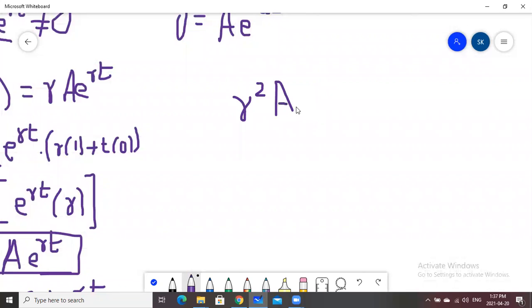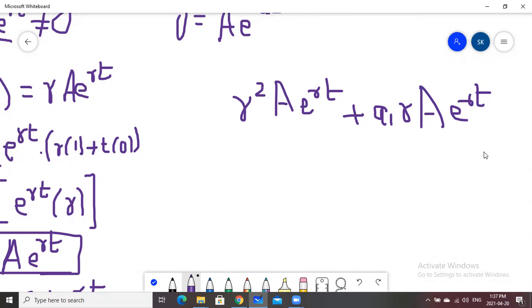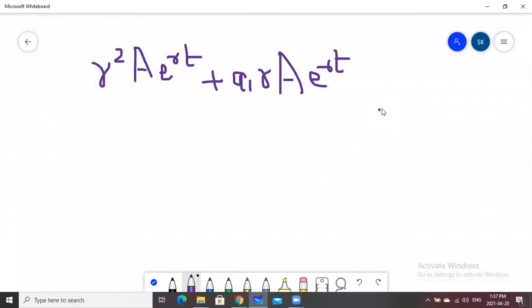a e raised to power rt plus a1 r a e raised to power rt again, and then plus a2, and what we will get over here is simple a e raised to power rt, because the complementary function is a e raised to power rt.